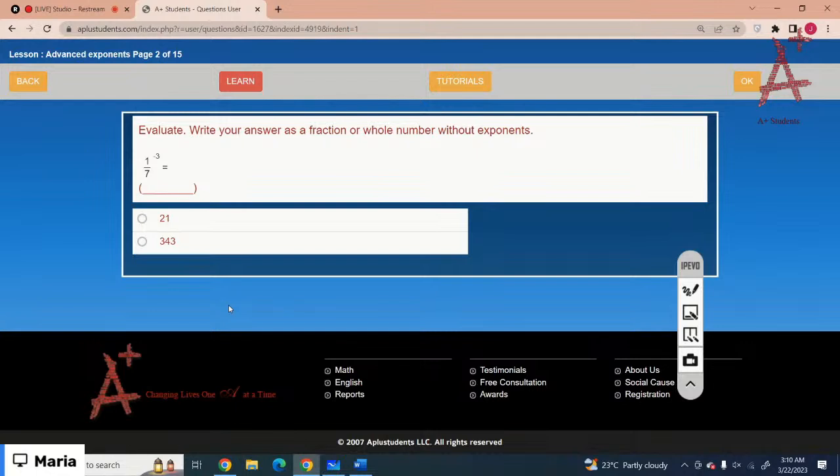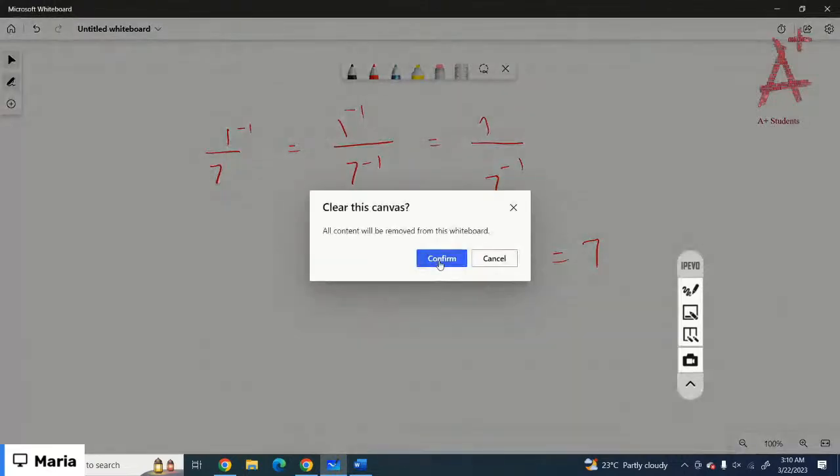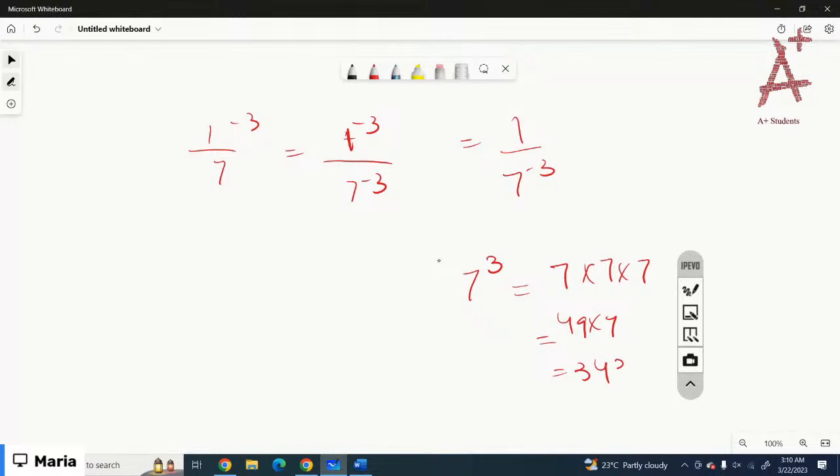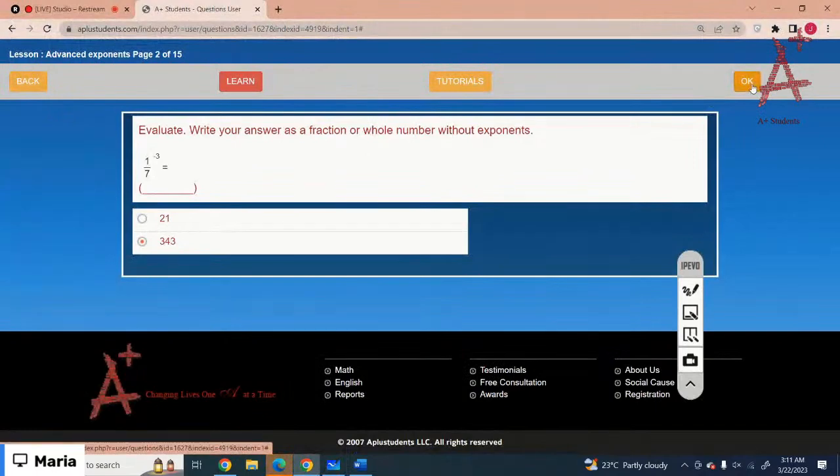Okay, the next one is 1 over 7 exponent negative 3. I think that's the same we did in the tutorial, isn't it? One over 7 exponent negative 3, that means negative 3 is the exponent of both numerator and denominator. So 1 exponent negative 3 is 1. It doesn't matter what the exponent is, for 1 the answer is 1. Now you need to move the 7 exponent negative 3 to the numerator, so it would be 7 exponent 3. That means you need to do 7 times 7 times 7. 7 times 7 is 49, and 49 times 7 is 343. So the correct option is 343.